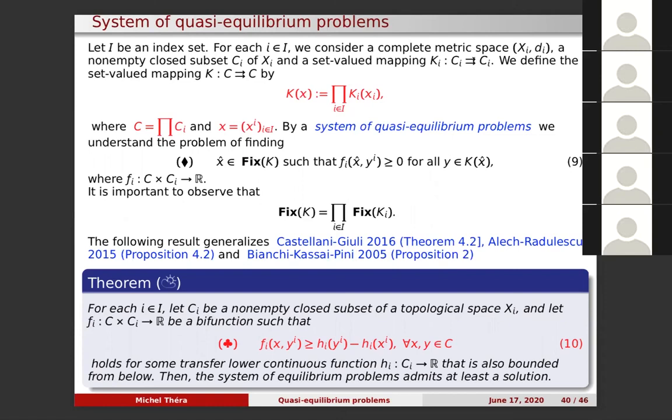Then we can prove that the system of equilibrium problems admits at least a solution. Okay, so this extends a little bit previous results given above by Castellani-Giorgi, Alecsandrescu, Bianchi, Casali, Pini.